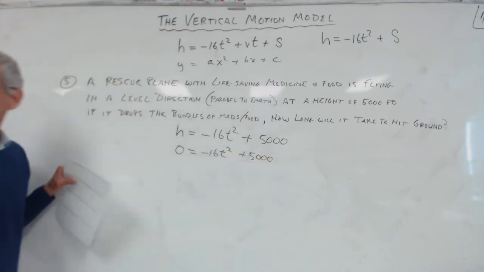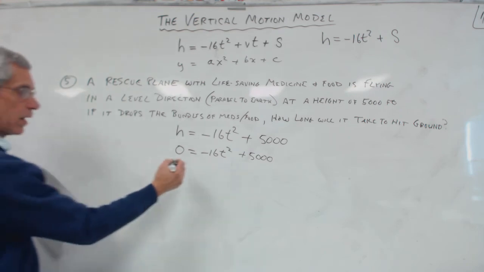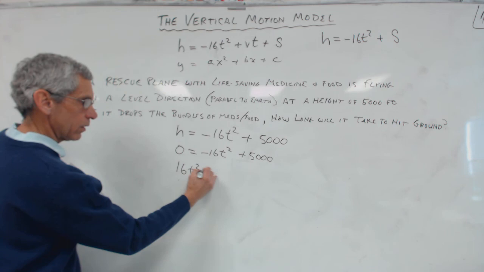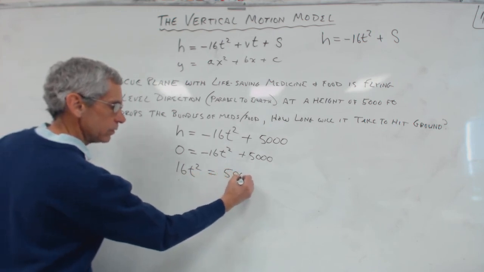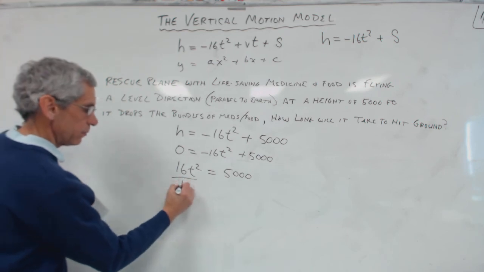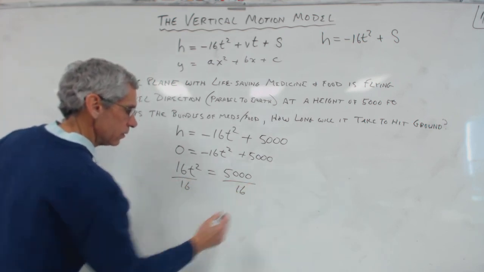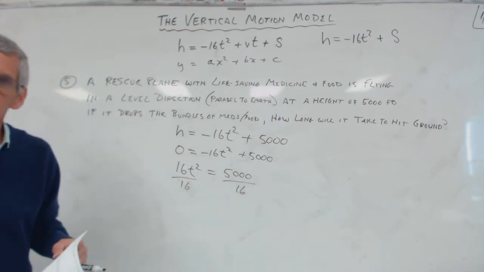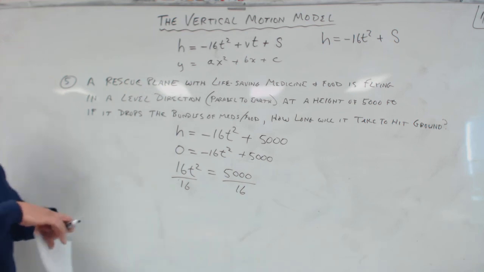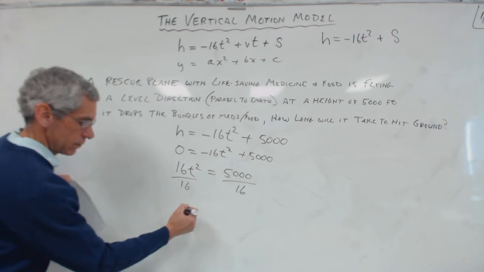Now what do I do? Add 16 t squared to both sides. So that would give me 16 t squared is equal to 5,000. Now what would I do? Divide by 16. Anybody have a calculator on them? Here. Do you have one? You rock. Okay, what's 5,000 divided by 16?